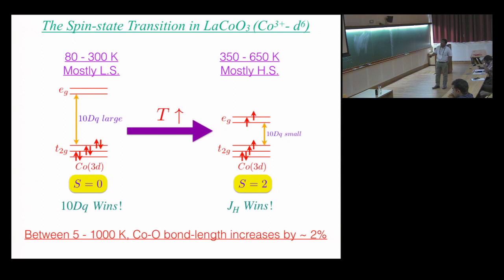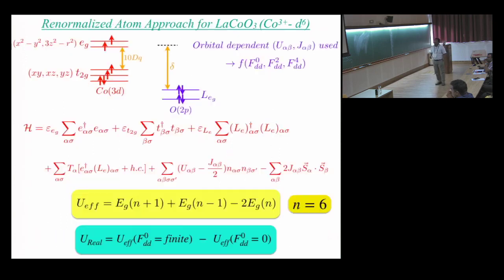Now here, what it wins against is the Hund's coupling JH that would rather have things pointing parallel. And that state comes up as you increase the temperature, bond lengths increase, the hopping decreases, so the splitting becomes smaller. Now it's more favorable to do this rather than this, and you have a spin 2 state. So the low spin to high spin transition as a function of temperature is going from the singlet to the S equal to 2 state, okay?